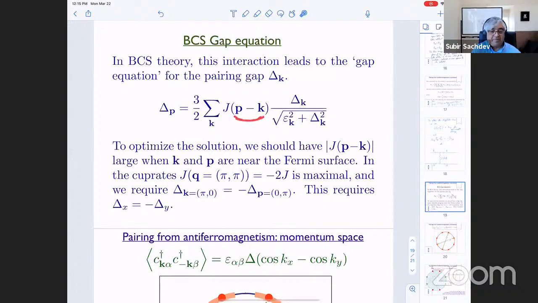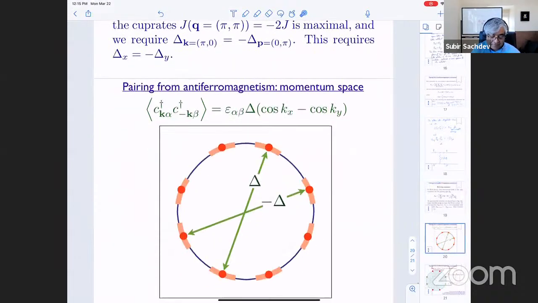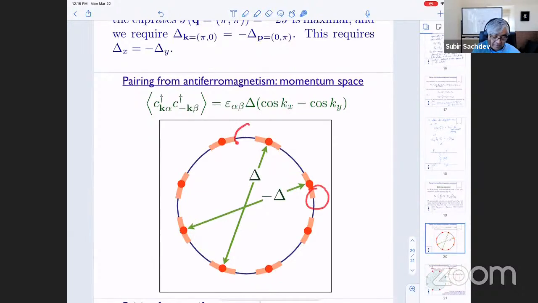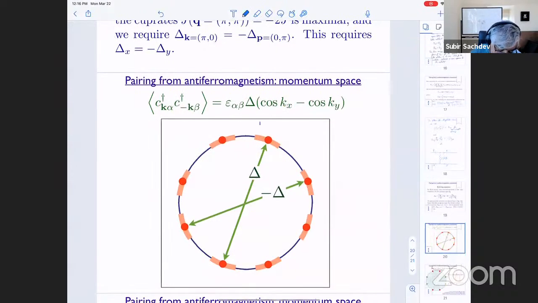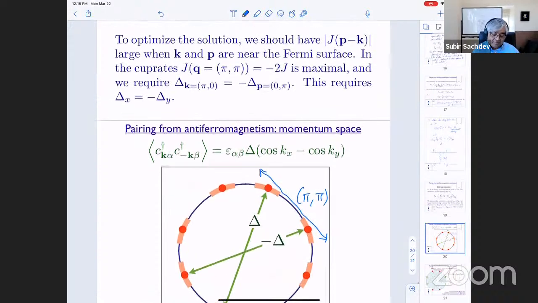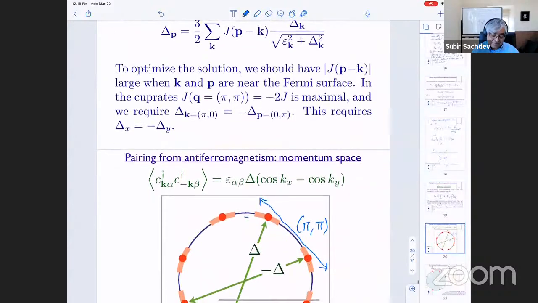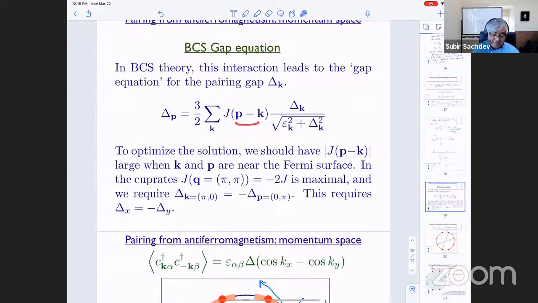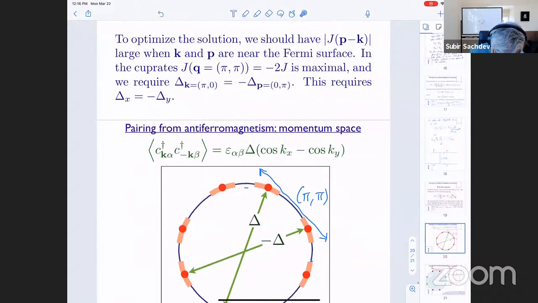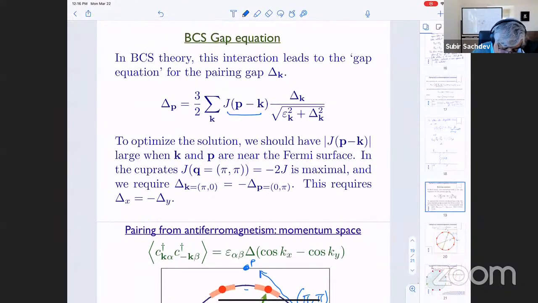And in fact, preferably you want P minus K to be pi pi. So what you want to do is scatter from somewhere here, for example, to somewhere over there. And then this wave vector from here to here, that's pi pi. So maybe that's a process that will dominate, because you've got electrons near this region and this region on the Fermi surface, and you can then have very large momentum scattering between them. So this has to be pi pi, and this is then near pi 0, and this is near 0 pi. And this is then negative. Now for this thing to have a solution, the delta over here, let's call this region K, and this is P, and this is negative for K equals pi pi.